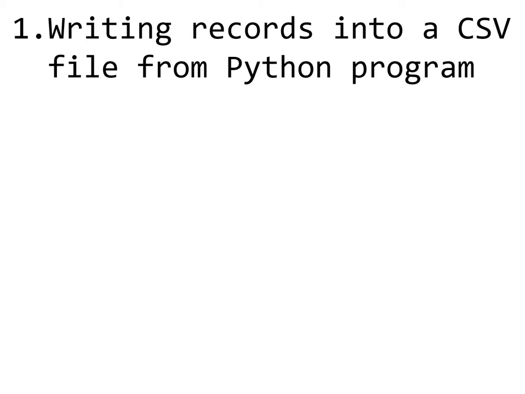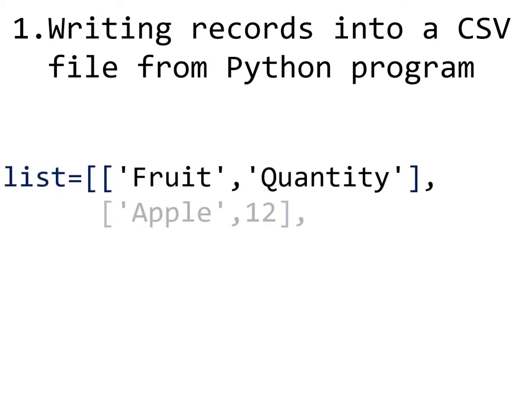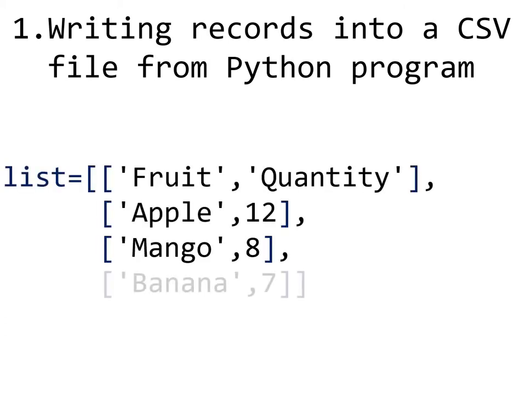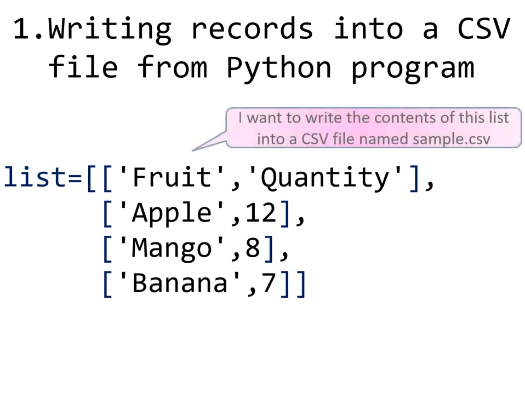Writing records into a CSV file from a Python program. I have taken a list which contains data. I want to write the contents of this list into a CSV file named sample.csv. In this list, the first element, fruit, quantity, will be the first record in sample.csv. Apple, 12 will be the second record, and so on. Now let us take a look at the program.